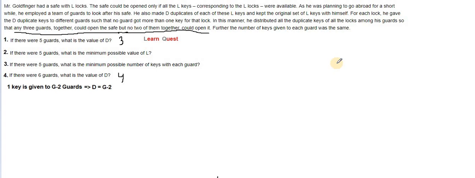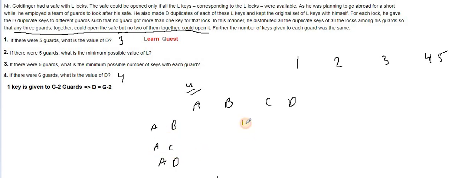Now we got the relation between number of guards and duplicates. What are we still missing? The relation between locks. So let's see again. Suppose, this time not 5, let's say there are 4 guards A, B, C and D. Now I know that a combination of 2 guards cannot open the lock. So A, B together cannot open it, AC, AD, then BC, BD and CD. So we have 4C2, that is 6 combinations of guards, and they cannot open it.